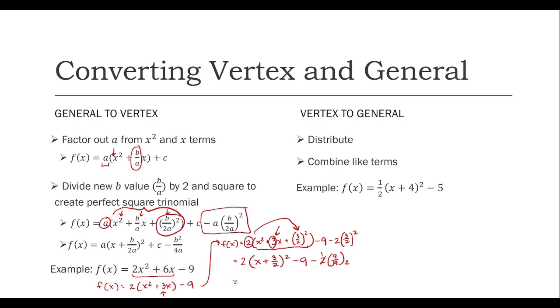So we have f of x equals 2 times x plus 3/2 squared minus 9 minus 9/2. So this is minus 18/2 minus 9/2. So it'll be negative 27/2. So here it is in vertex form.